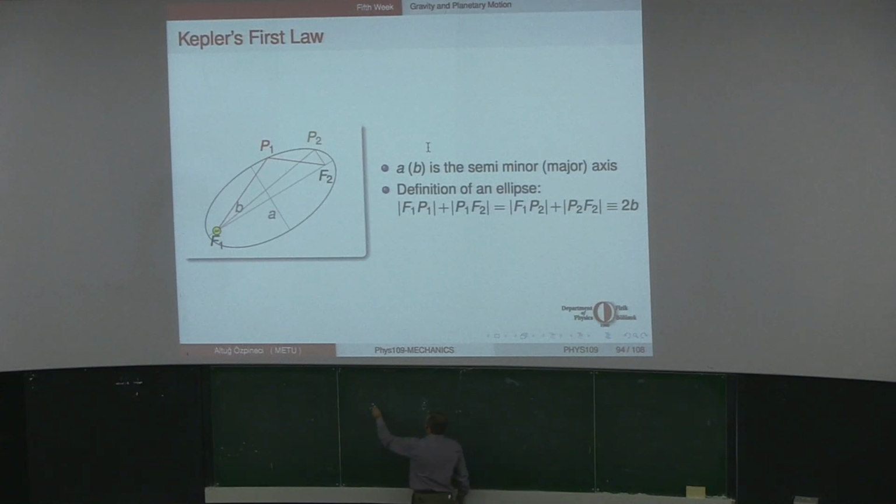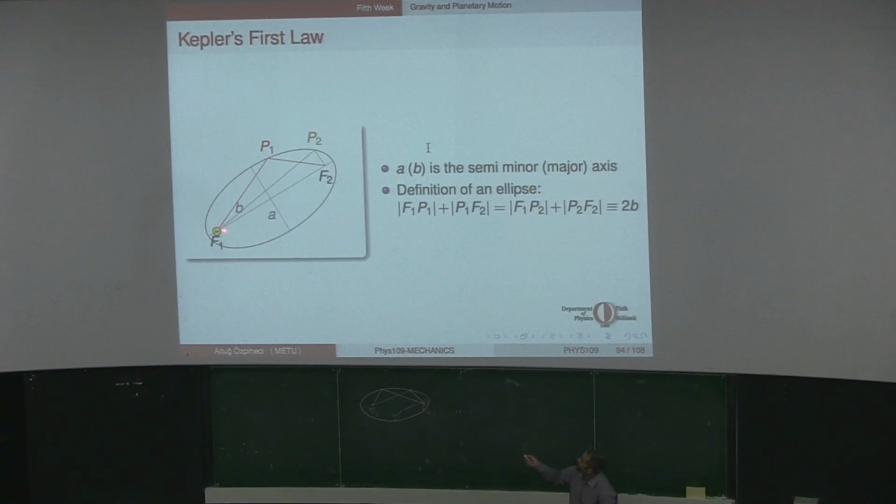And if you just attach a loose string to those 2 points, you take your pen, stretch the string, and go around these points as far as the string allows you. You will end up having an ellipse. So for any point on the ellipse, consider the sum of these two lengths. Or if you take another point on the ellipse and consider the sum of these two lengths, you will see that the sum of these two lengths is equal to the sum of the other two lengths.